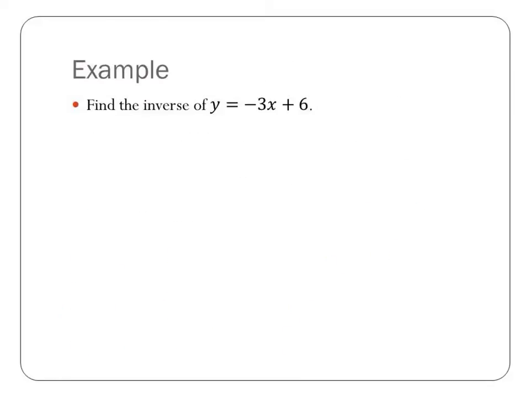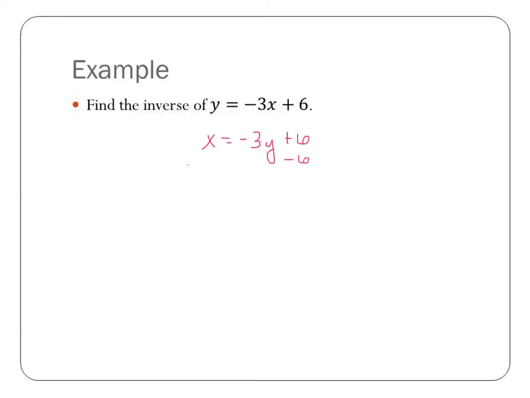So if you're given a function and you want its inverse, what you're going to do is switch the x and the y. So this becomes x equals negative 3y plus 6. And in all honesty, that is it. That is the inverse. But what we're going to do to be a little more formal about it is we're then going to solve this equation for y.